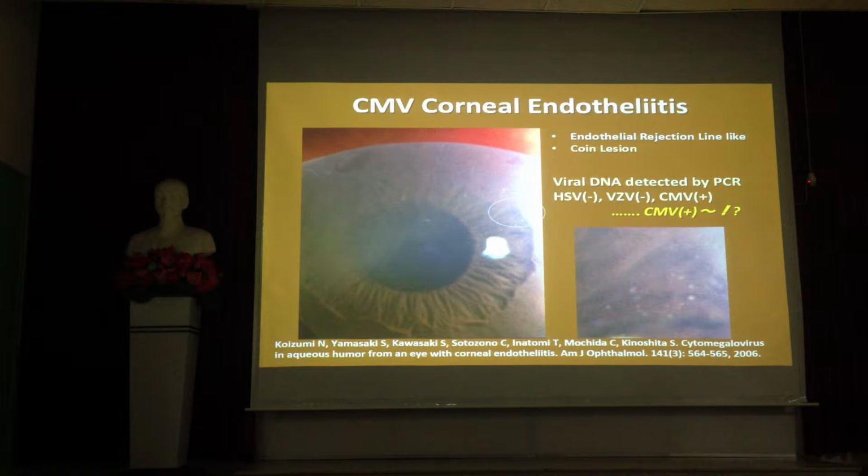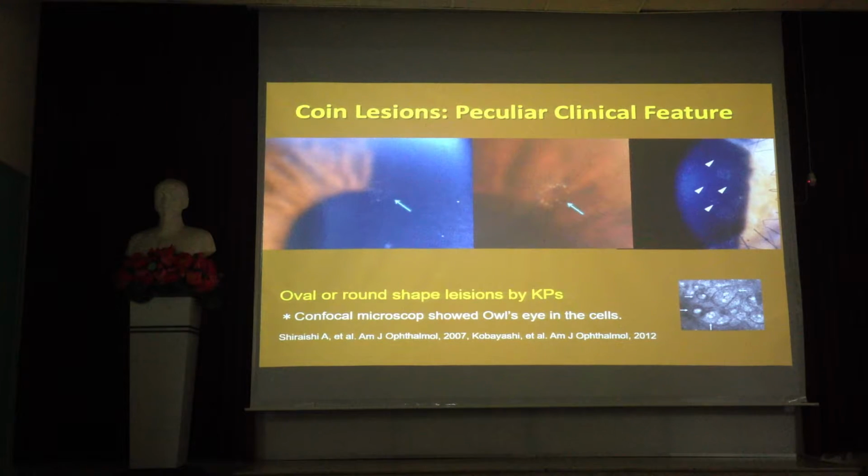When we drew the aqueous humor and tried to detect viral DNA by PCR, HSV was negative, VZV negative, and CMV positive. So this is cytomegalovirus corneal endotheliitis. Especially these coin lesions are the key. After corneal transplantation, sometimes we could see these coin lesions as well. And the confocal microscope clearly shows an owl's eye-like cell in the cell. So this is a typical feature of cytomegalovirus infection of the cells.